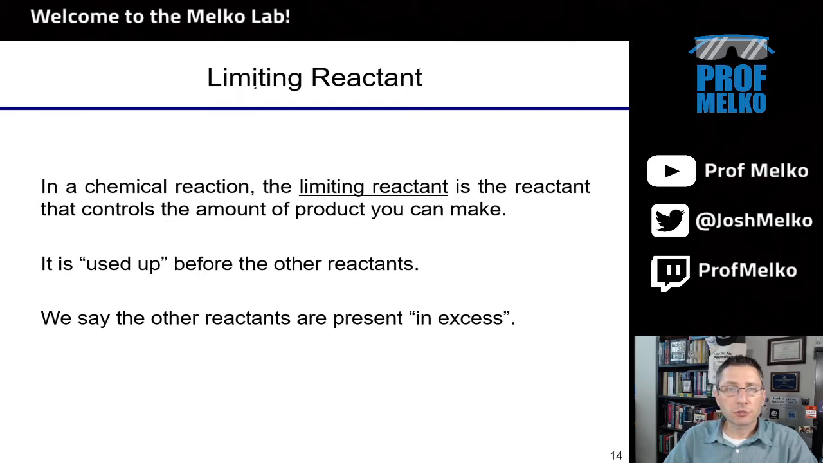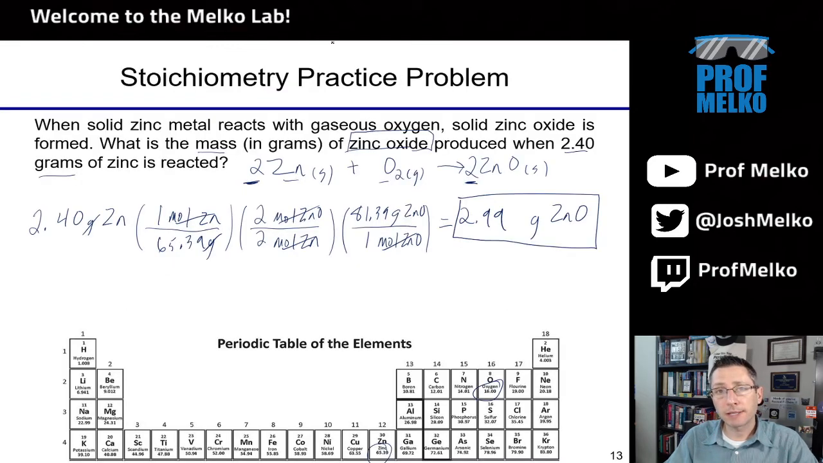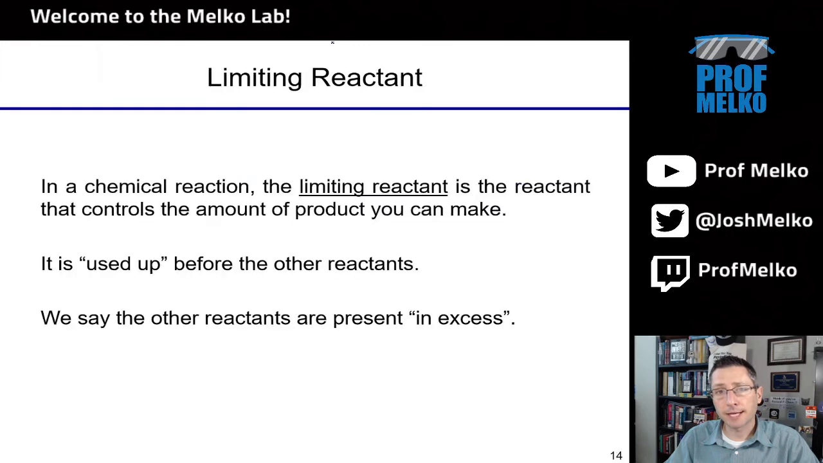But what we're going to try to do here is solve quantitatively which of these reactants is limiting the reaction. And to do that, we have to do these stoichiometry problems. Okay? The other reactant, of course, would be in excess. So if in this reaction zinc was limiting the reaction, oxygen would be in excess.